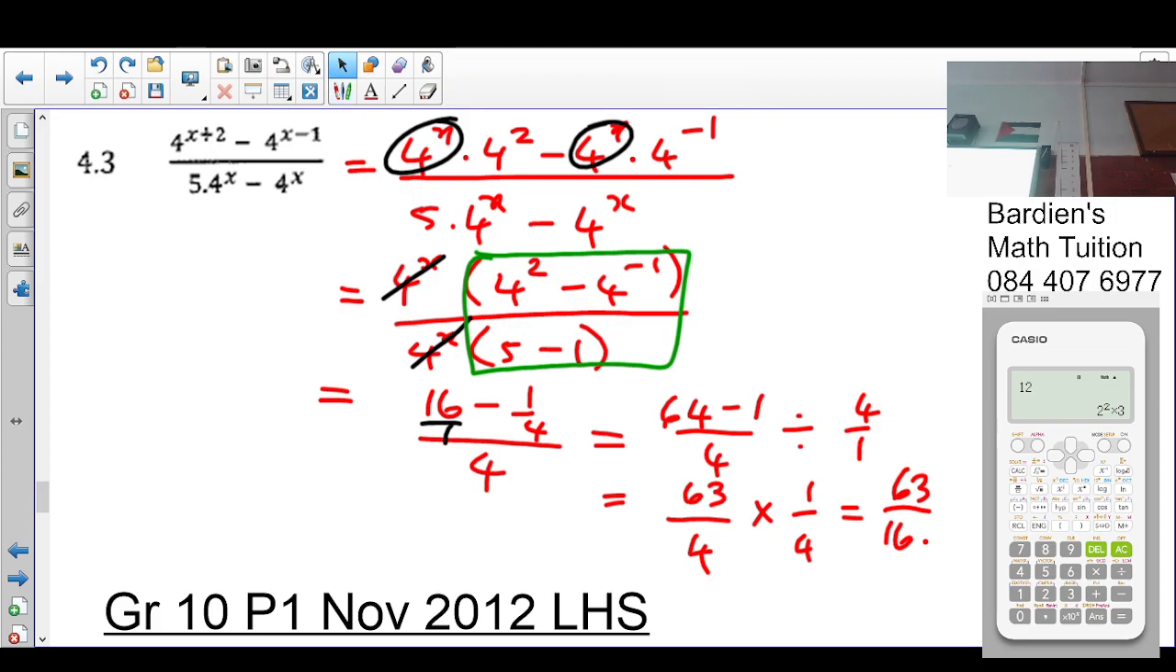You can test if we're correct. 4 squared minus 4 to the negative 1 over 4. It's 63 over 16, which is good. So yes, right now. First step. Okay.